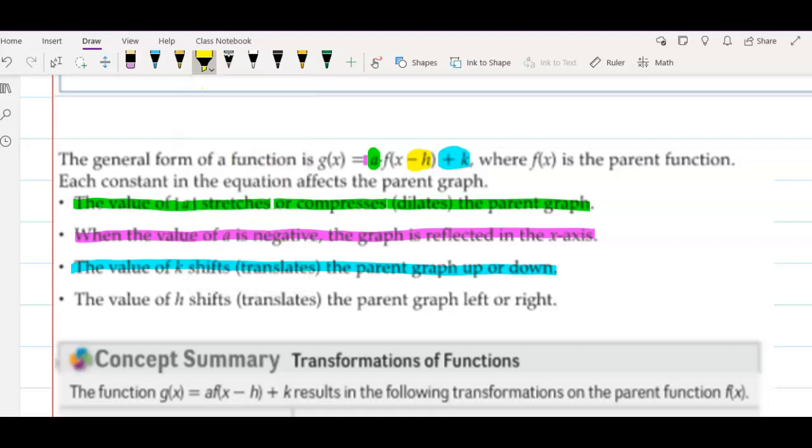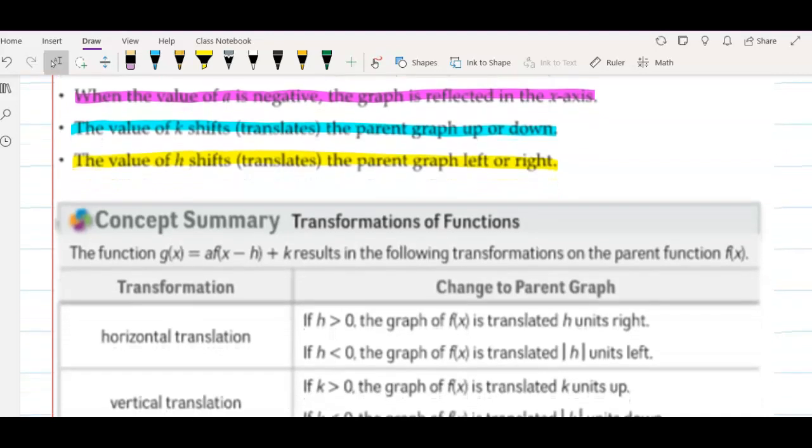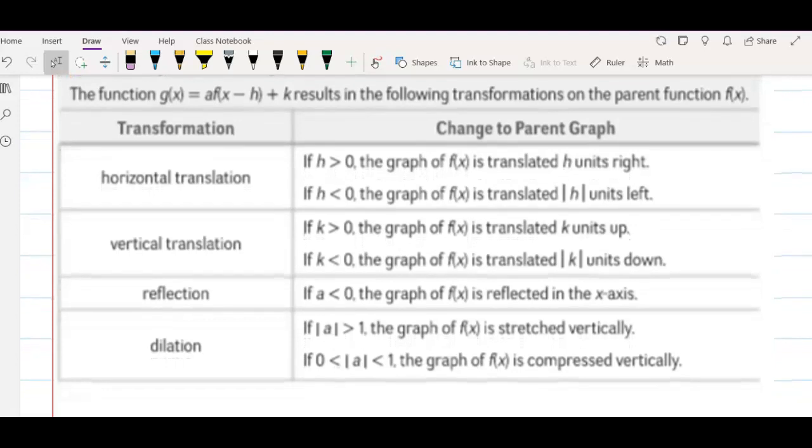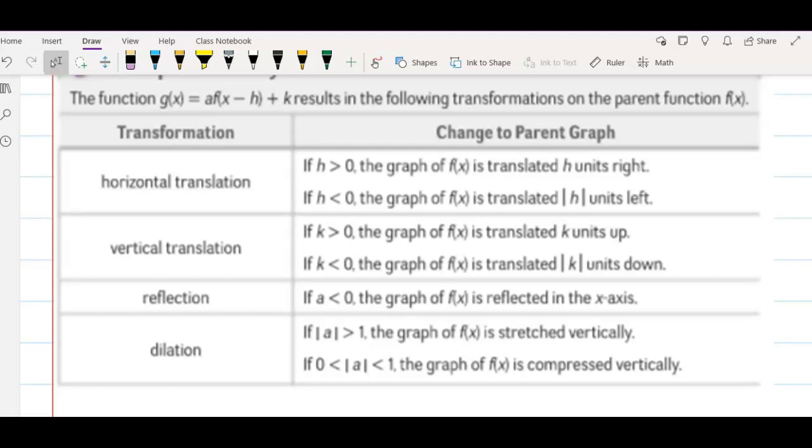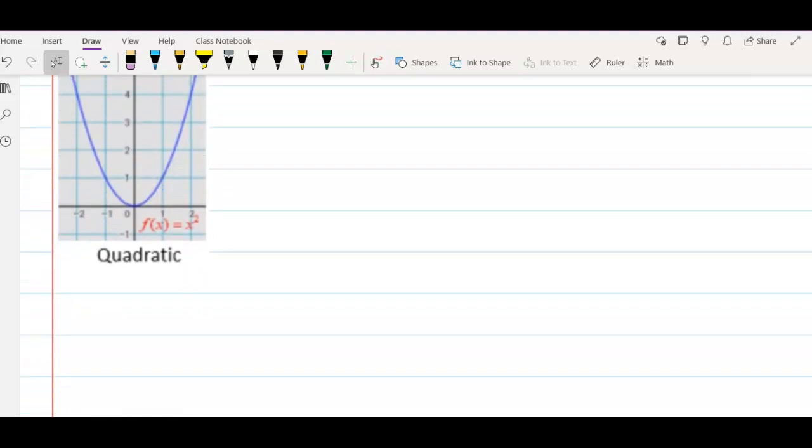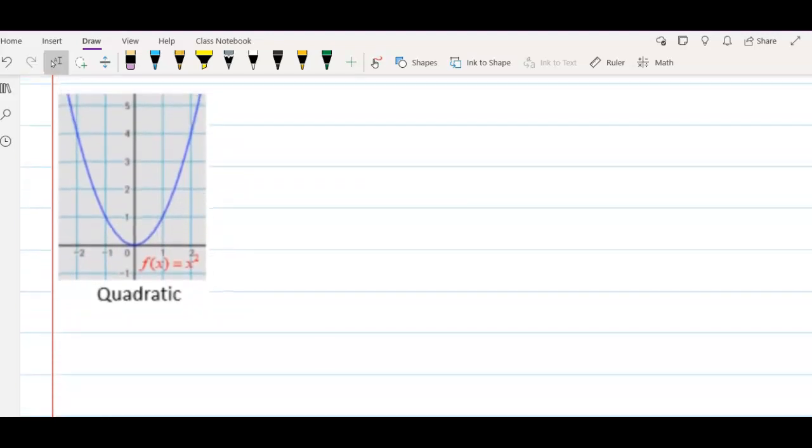And then finally, we have our horizontal translations. If we have x minus some number, it's going to move right. And if we have x plus a number, it's going to move left. That's kind of the opposite of what you'd think. You might have thought, oh, I think she said that backwards. I actually didn't. And we will explain it in greater detail as we explore these functions. Here it is all mapped out in a concept summary. So you have all of the information you need. But we're going to look at these individually and take a closer look at what it means exactly.